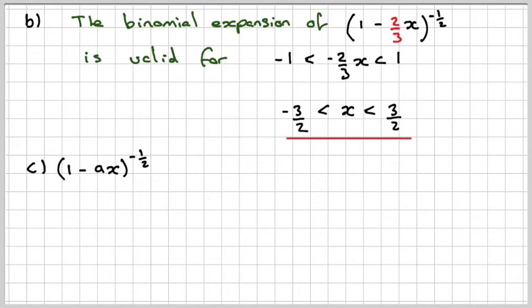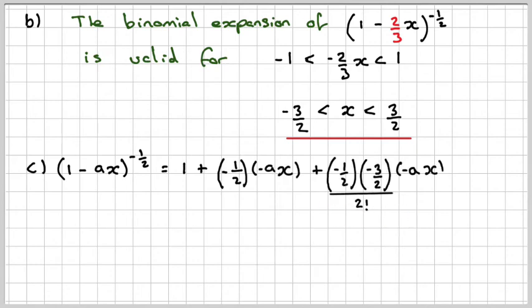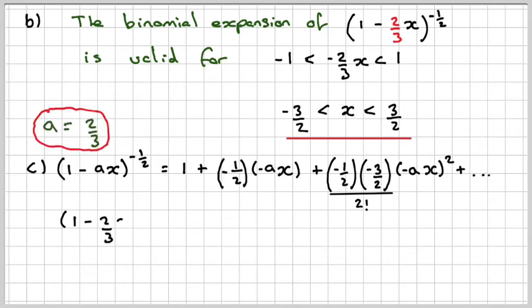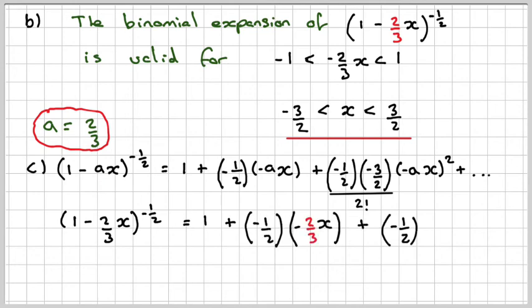Right, so we now have to find the quadratic expansion. Basically, it's asking us to put the value of a into our expansion. So this is our expansion from the first part of the question. Replacing a with 2/3, we get 1 minus 1/2 times minus 2/3 x plus minus 1/2 times minus 3 over 2 factorial times (minus 2/3) squared.